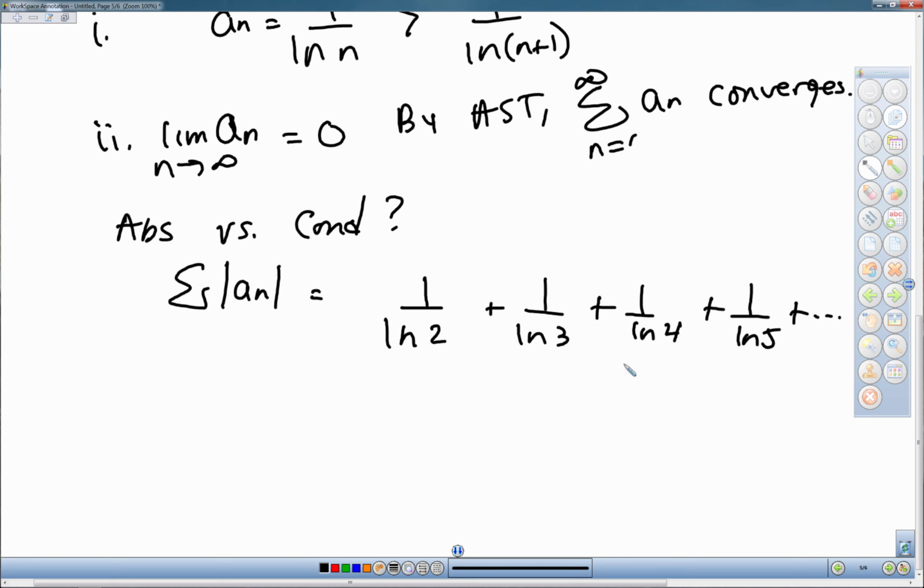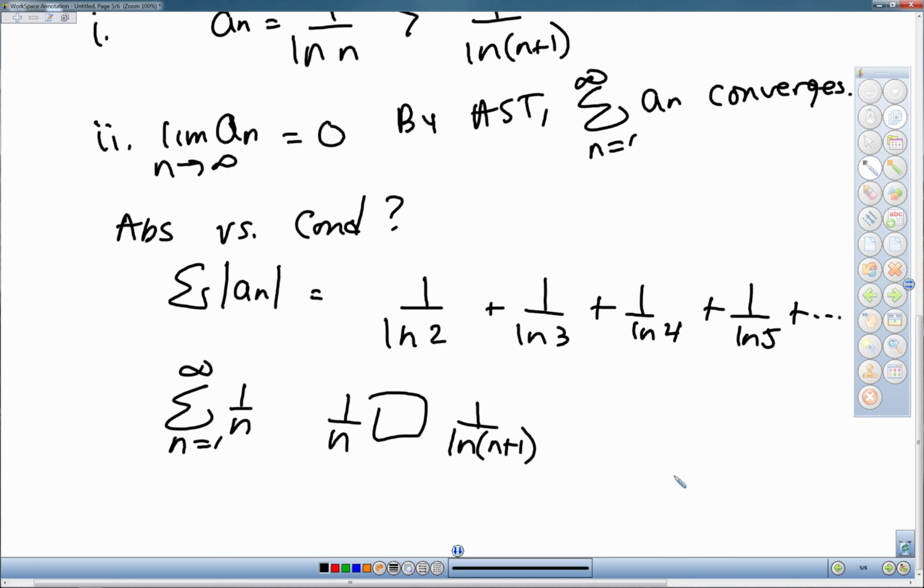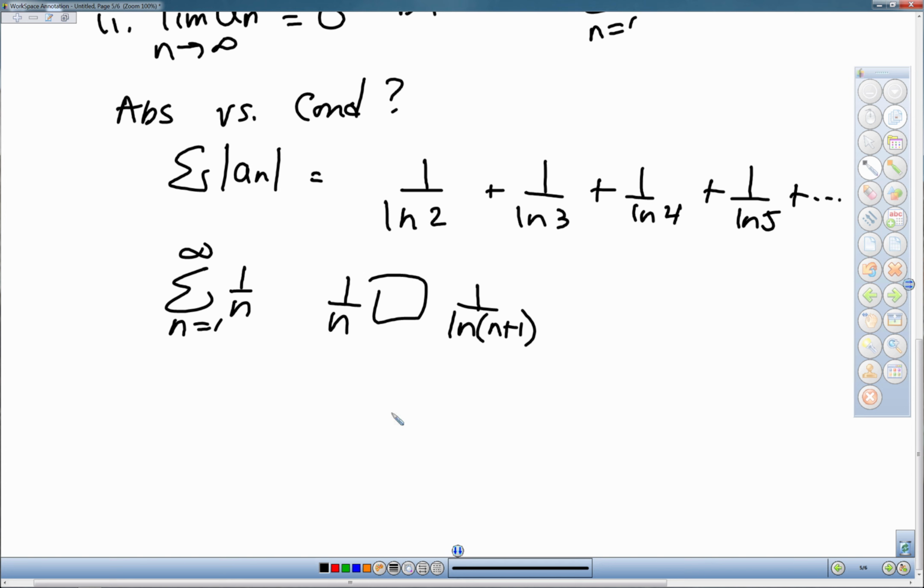Well, we know that this harmonic series diverges. My question is, how does 1 over n compare to 1 over the natural log of n plus 1 for n starting at 1 going up to infinity? So with your calculators, I'm going to invite you to compare: what is 1 over 1 and how does it compare to 1 over the natural log of 2?